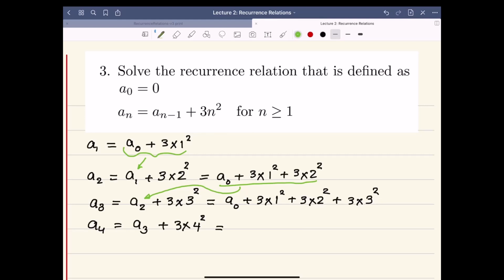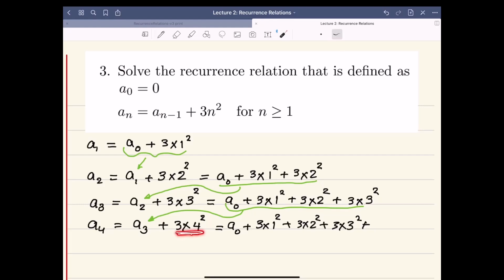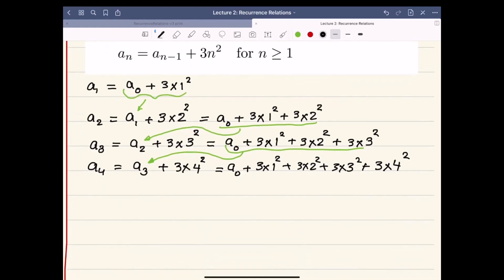Again, this is the equation for a3. Then you need to substitute it here. So it's equal to a0 plus 3 times 1 square plus 3 times 2 square plus 3 times 3 square. And we have one term which is coming from this equation, which is 3 times 4 square. Now we have the expression, and the number of terms is enough to explain itself. We can say, by guessing, what will be the equation for a_n.